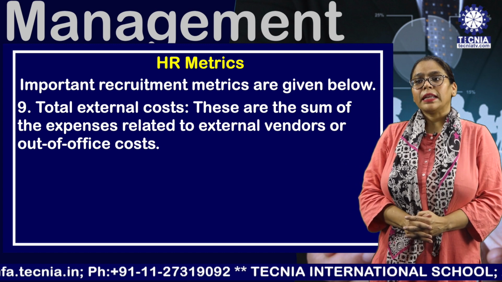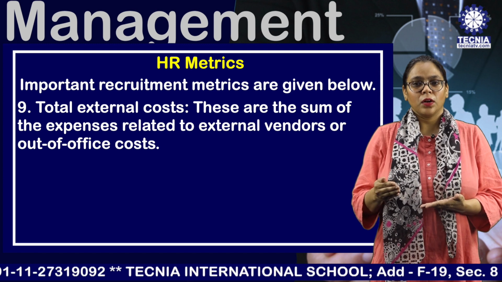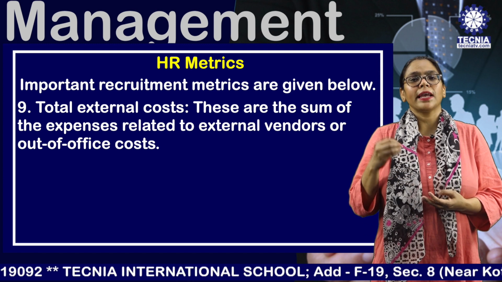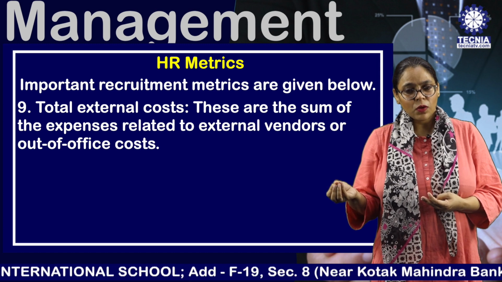Now, we will discuss the ninth metric. The ninth metric is called the total external cost. These are the sum of the expenses related to external vendors or out of office costs.